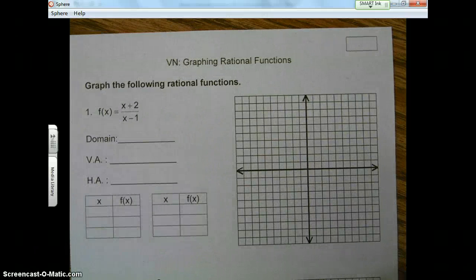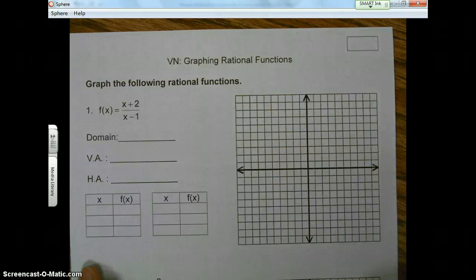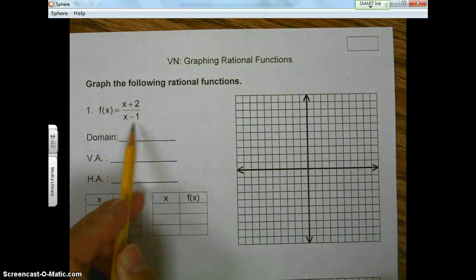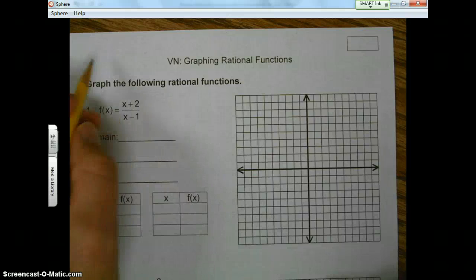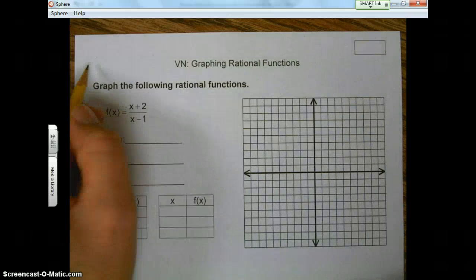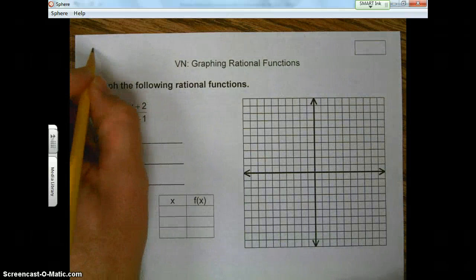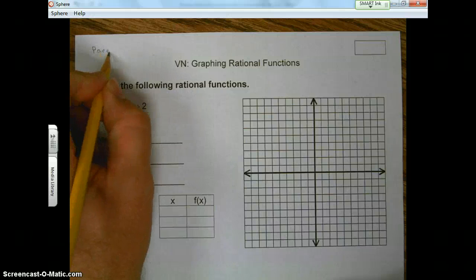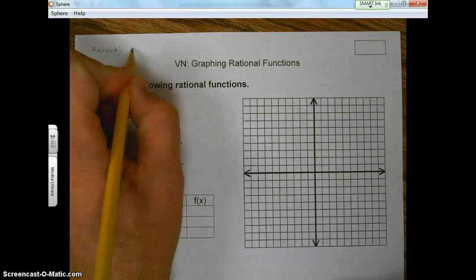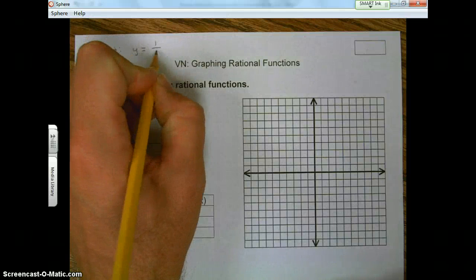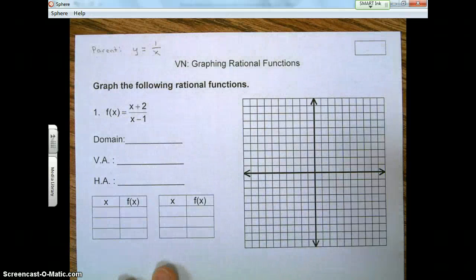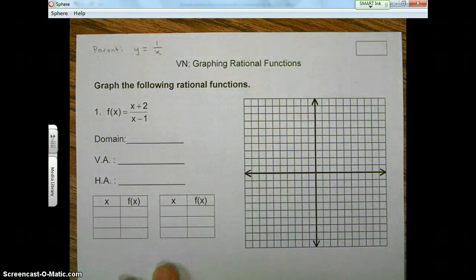Good morning. Today we're going to look at graphing rational functions. So let's start off with this rational function right here. Let me take one step back real quick to give you the parent for the rational function. The parent is y equals 1 over x. That's the parent function.